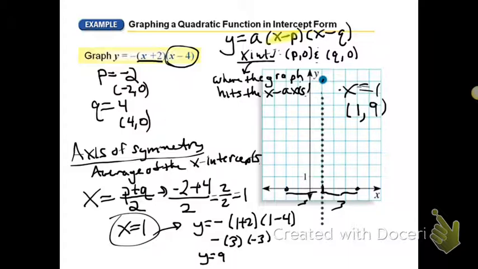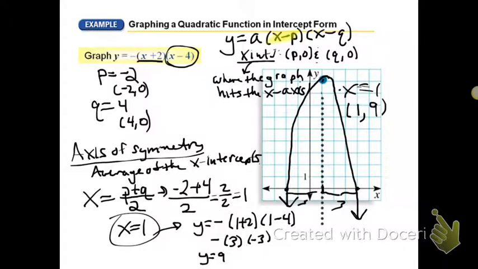So I have my vertex, I have my two intercepts. I can make a smooth U-shaped curve that goes through this. So clearly this parabola is opening downwards. I'm going to go through my vertex. Sorry about that, I went a little bit too high, but I think you get the idea. And it would look like this.